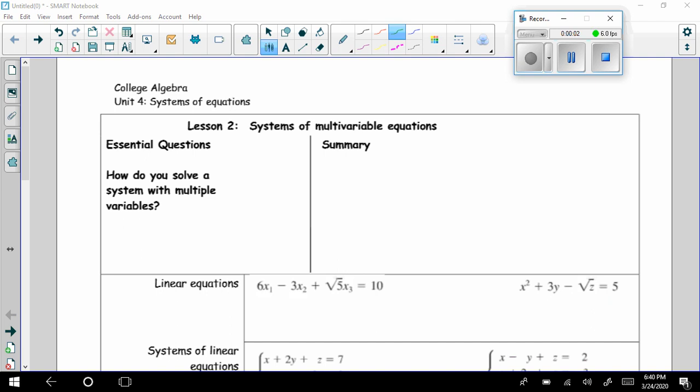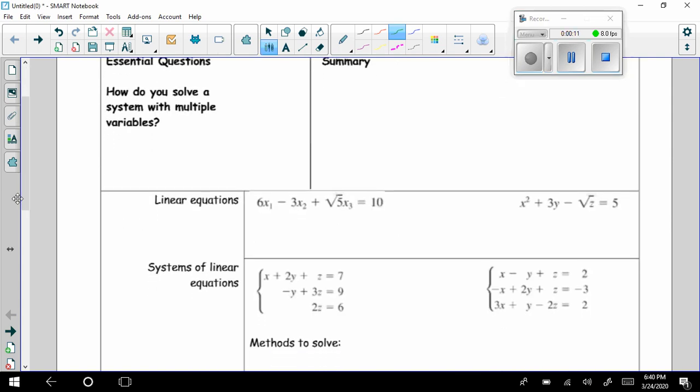Hey everyone, so going into Unit 4, Lesson 2, how to solve systems with multiple variables. Still dealing in linear equations for now, so just a reminder, this is an example of a linear equation. Even with the square root here, the square root's on a number, but each variable has just a single power, and they're separated by addition or subtraction.